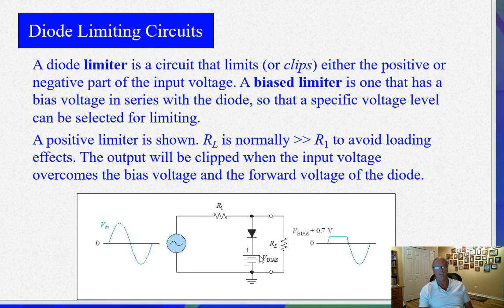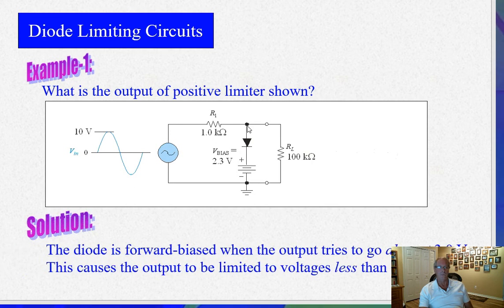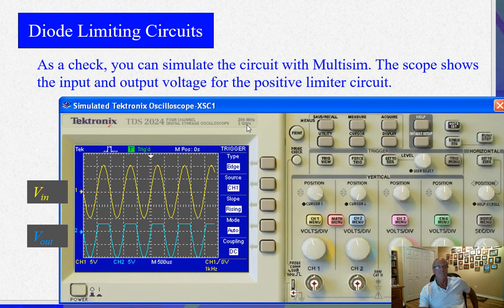So if the V bias, I think there's an example here. If V bias is 2.3 volts and the diode is here, you're going to get 2.3 plus 0.7. So this point right here is going to be limited to 3 volts. I think there's an example here. Yeah. Output tries to go above 3 volts, it stops it. And with Multisim, you can see that. I think there's maybe an experiment we do in the lab for that.